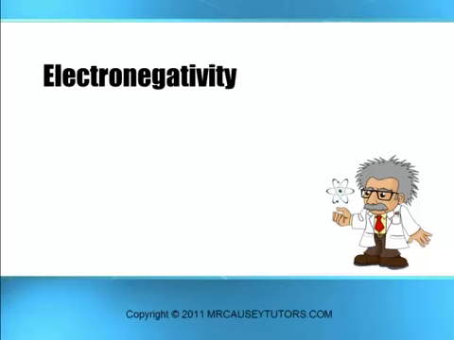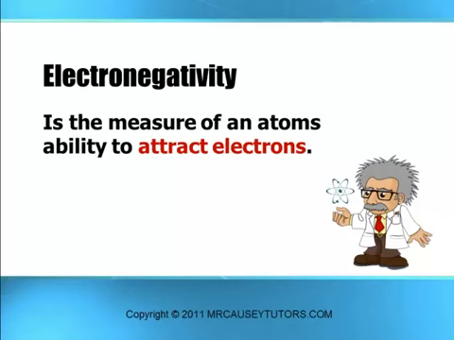Now, let's look at the next thing, electronegativity. Now, electronegativity is the measure of an atom's ability to attract electrons. Pay attention to that, attract electrons.